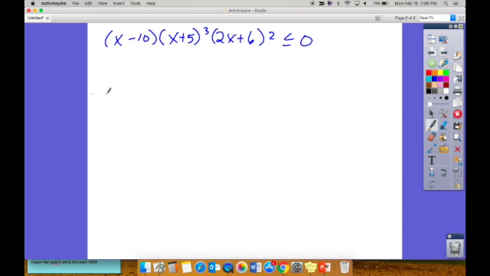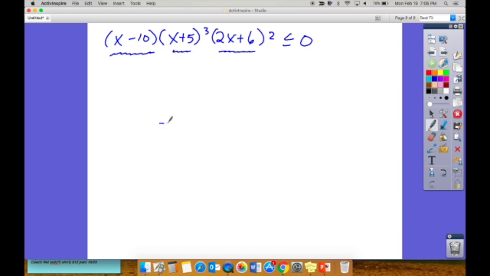If you understand this, just skip this part, but I'm going to go through for some people who were absent a lot. Okay, so we've pretty much already got our factors. We've got our x minus 10, we've got our x plus 5, and we've got our 2x plus 6. So what are my zeros?